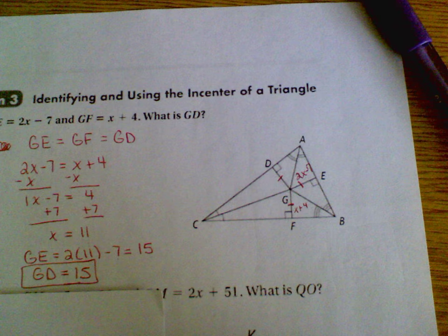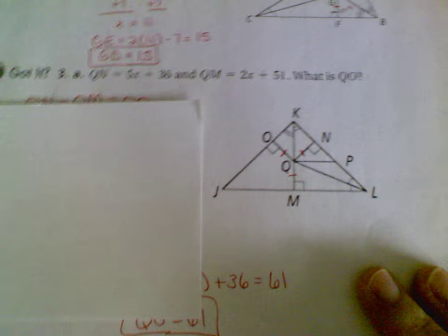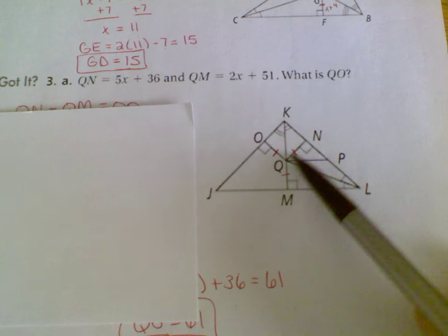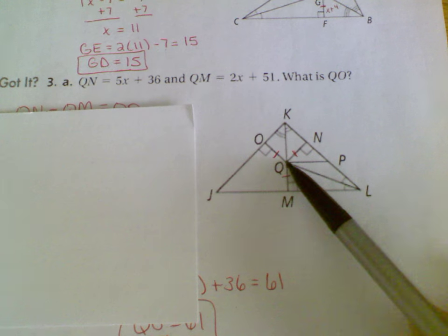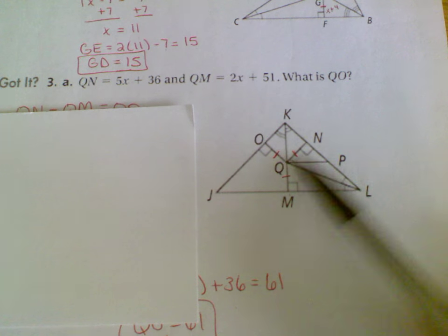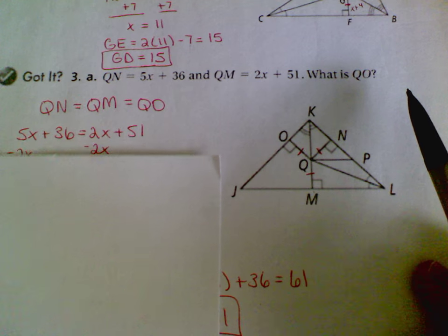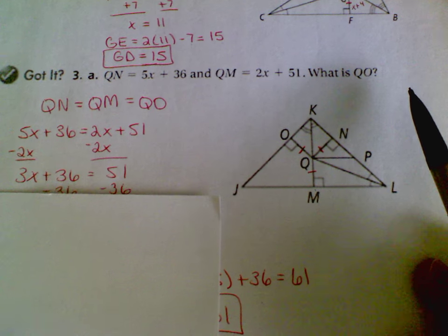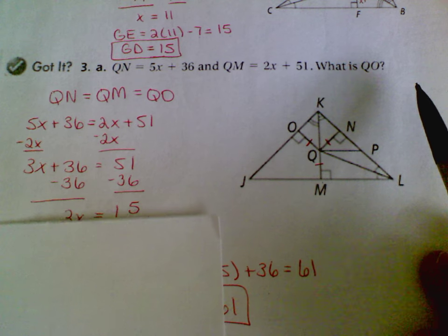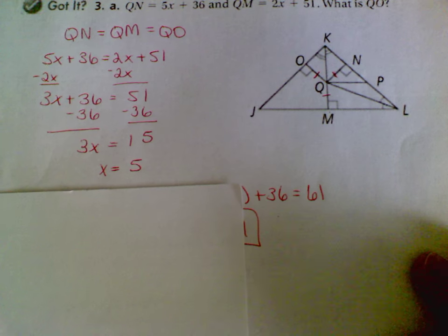Okay, you're going to pause the video and try the got it question. In the got it question, again, I see angle bisectors. That means that QN, QO, and QM are all congruent to each other. They gave you QN and QM, so I set those two equal to each other, and then I started solving. I subtracted 2x. I then got 3x plus 36 equals 51. I subtracted 36, and so I got 15. Then I divided by 3, and I got x equals 5.